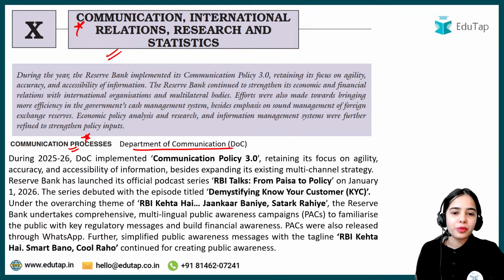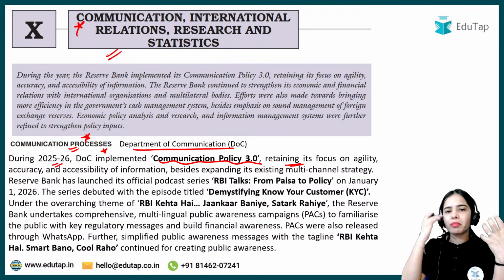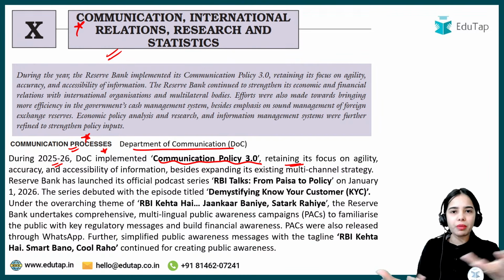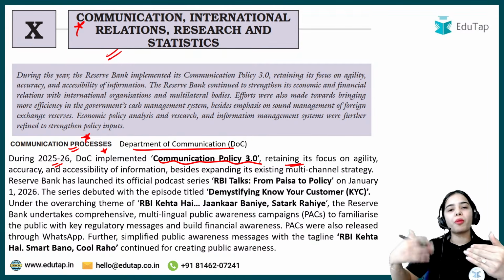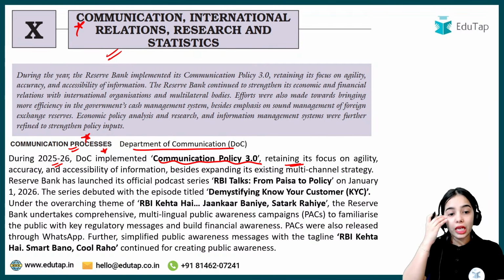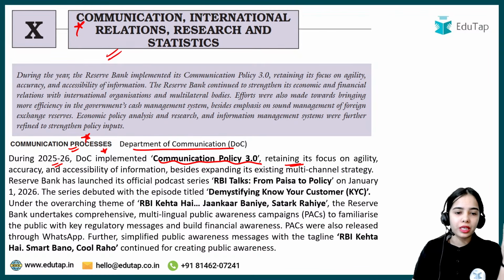Communication processes, Department of Communication. During 2025-26, the Department of Communication implemented Communication Policy 3.0, retaining its focus on agility, accuracy, and accessibility of information. So basically, RBI is a very transparent organization. It keeps on having multiple interactions with the public, or through its press releases. It keeps on informing the public about the changes that are happening, through its media interactions or press releases.